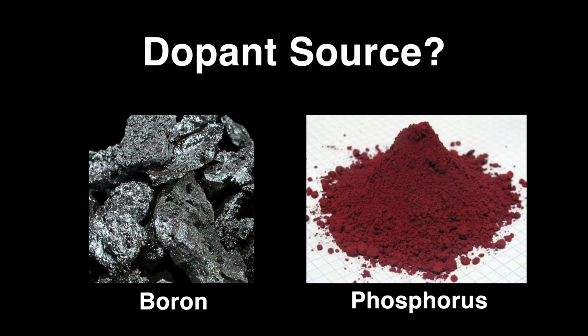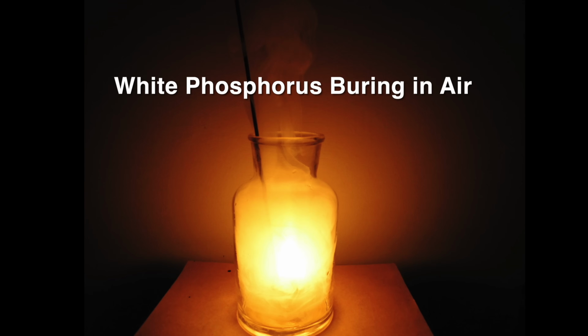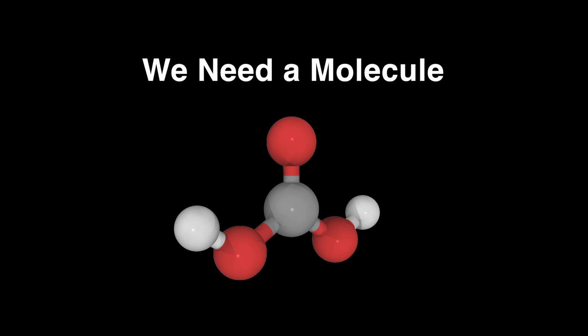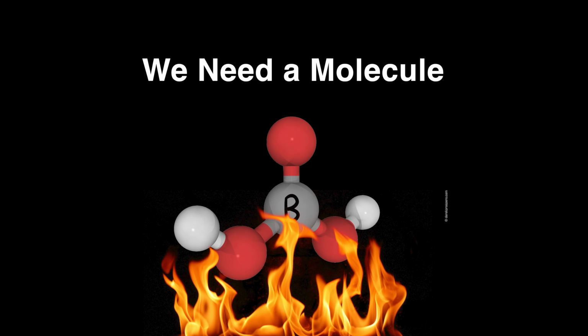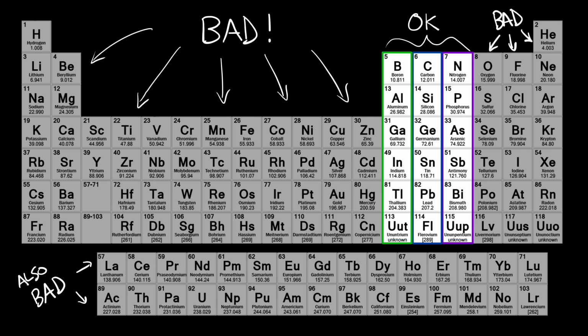Okay, so what is our dopant source? Can we use pure boron or pure phosphorus? Well, no. At high temperature, boron and phosphorus will ignite in air, and in an inert gas environment, phosphorus will boil off and probably be lost in the environment before a significant amount gets into the chip. What we need is a molecule that contains boron or phosphorus and can deliver the dopant within the extreme temperatures of a tube furnace. This molecule must not contain any of the detrimental contaminants we talked about earlier.